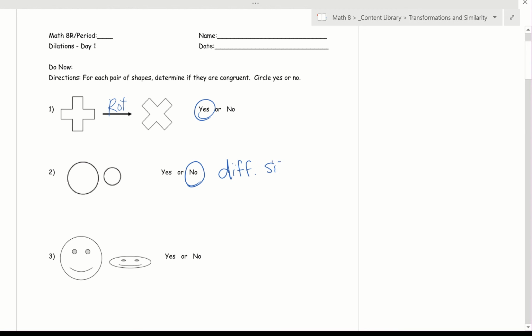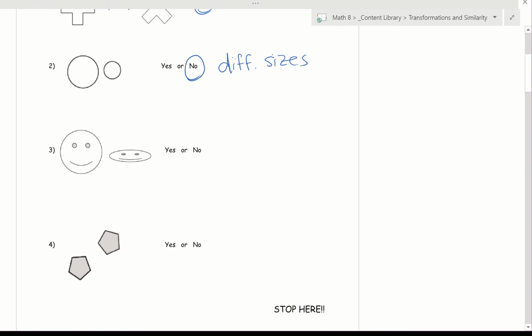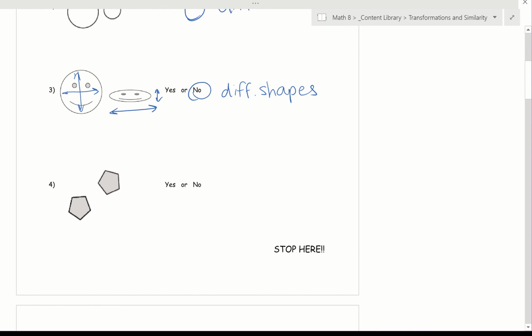These are different sizes. The next shape are these happy faces. Well, they're very clearly not the same shape, right? This is much more elongated. It's much longer than it is taller, and this one looks like it's a perfect circle, where they're pretty much even all the way around. So, no. These are different shapes. Okay, and the last one is these pentagons, and yeah, they look the same size and the same shape.